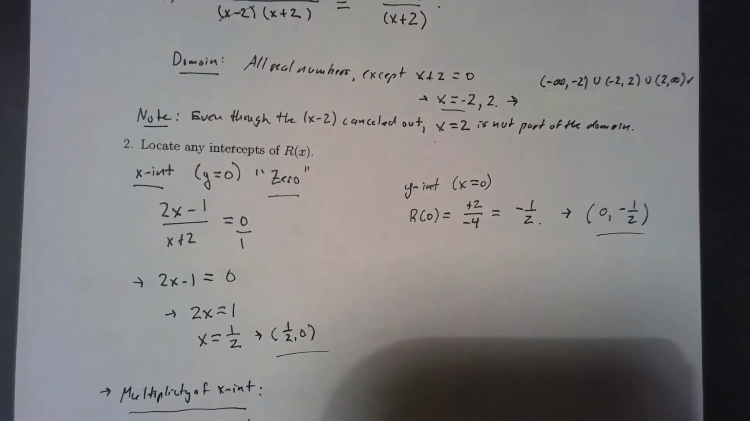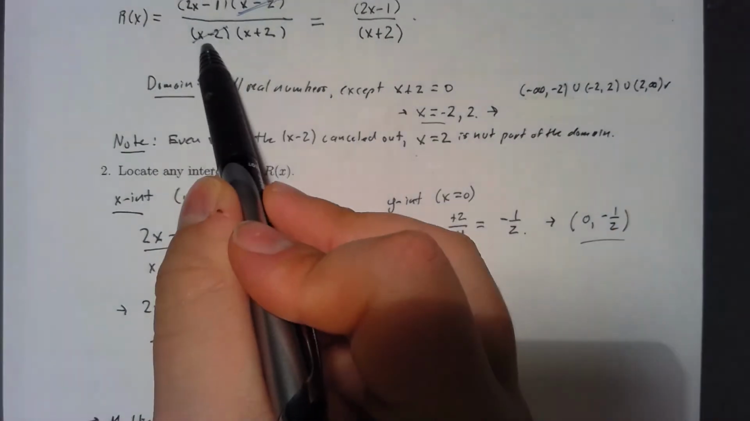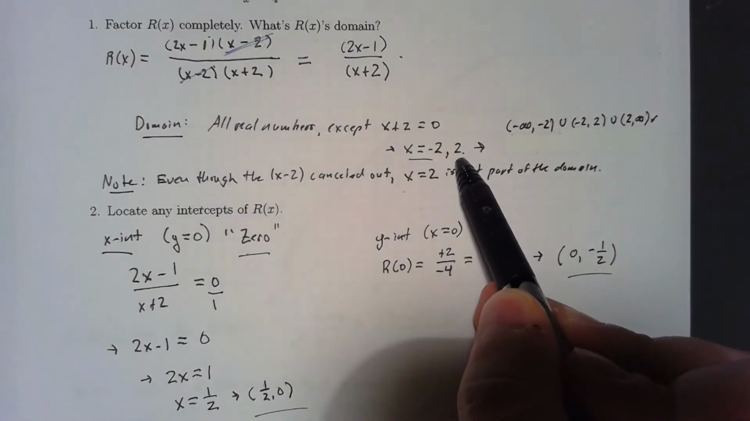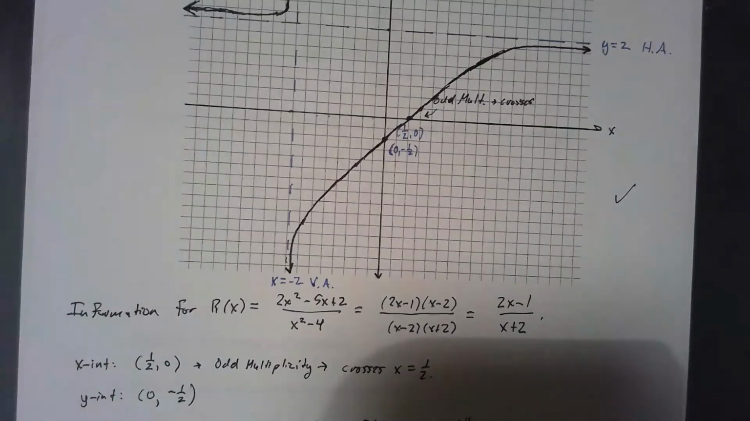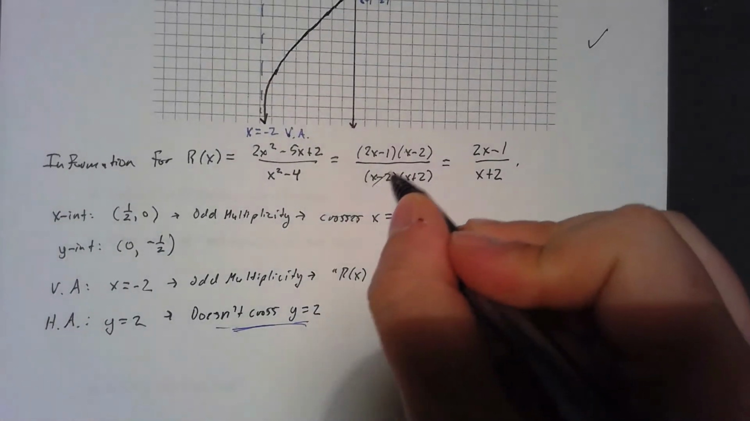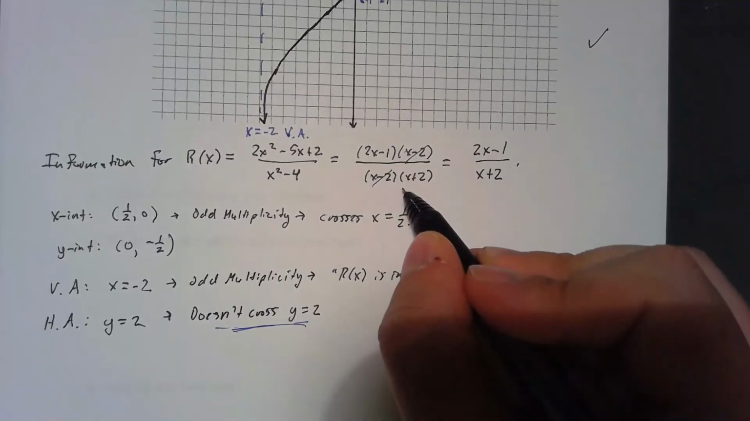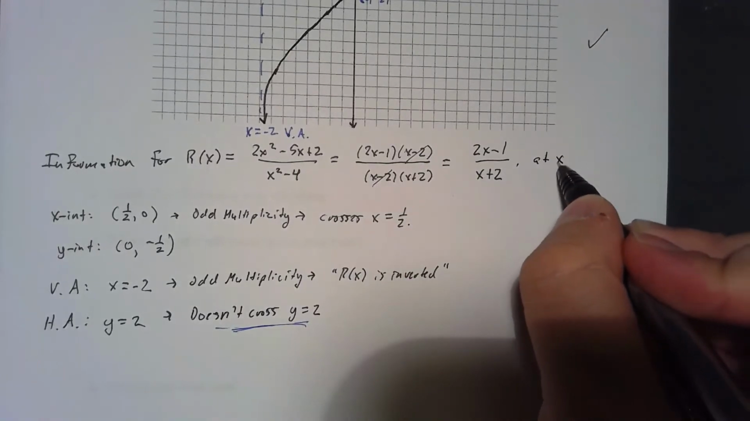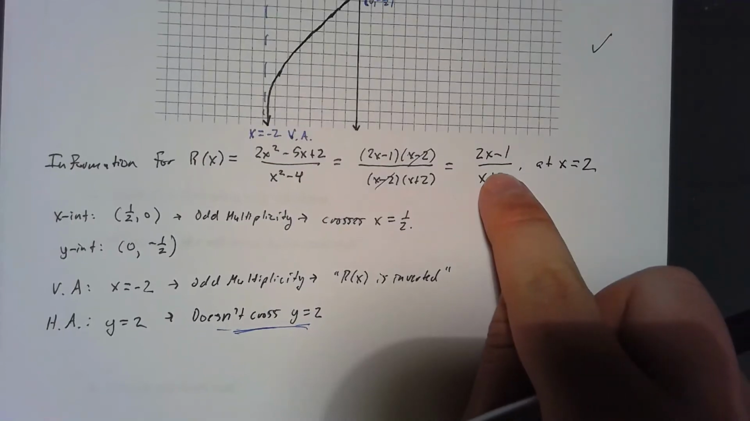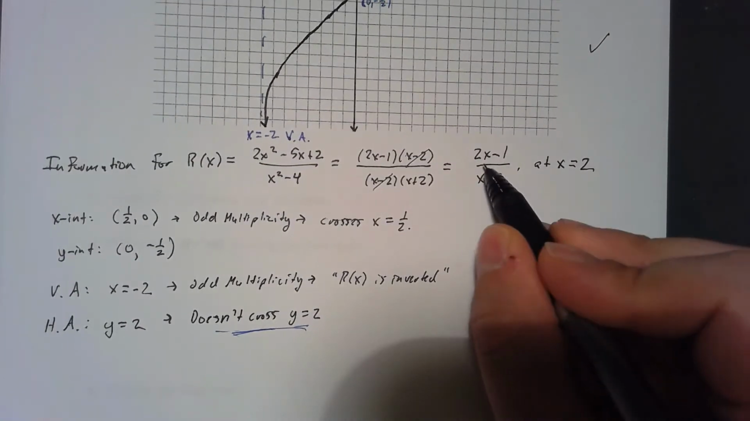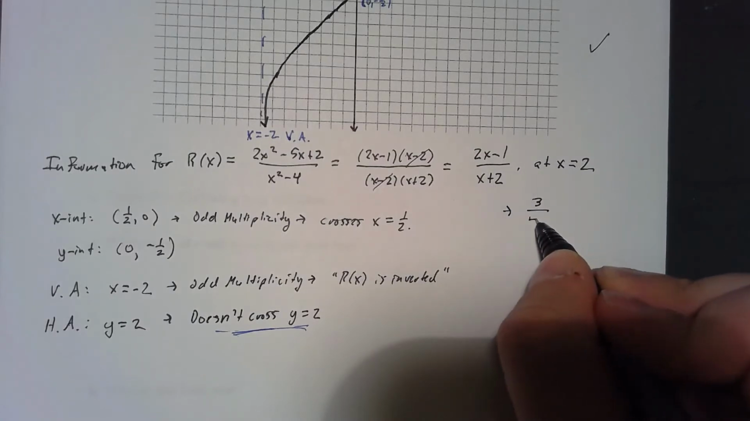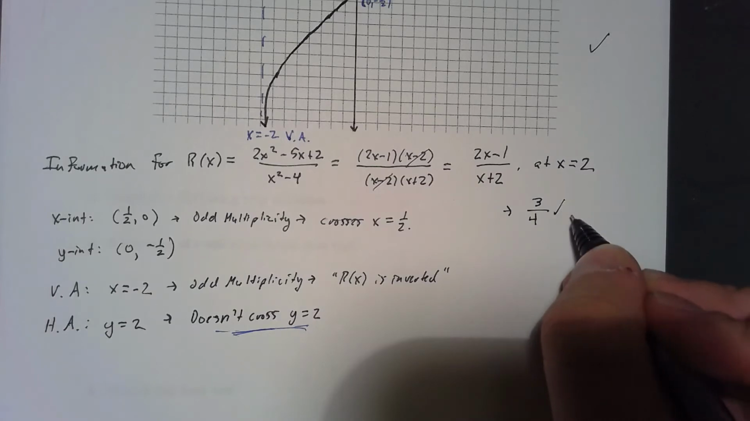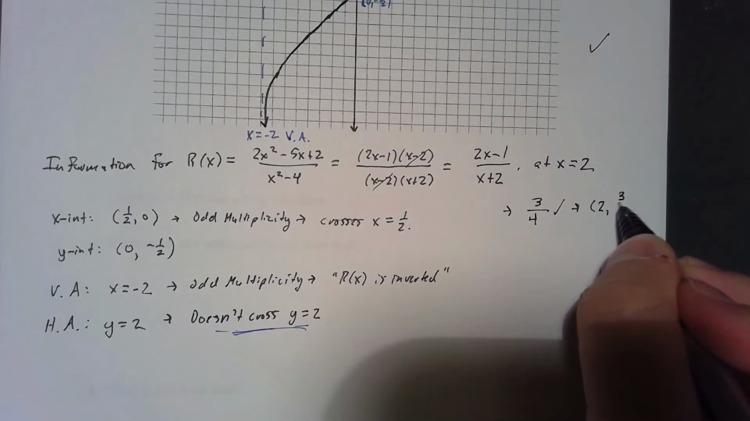So remember at the beginning of this problem how I said 2 is not part of the domain? Right? So what's going on at x equals 2? Remember, that factor cancels out. The x minus 2 cancels out, and you get left with this. But what's going on at x equals 2? If you plug 2 in here, you're going to get 2 times 2, which is 4. 4 minus 1 is 3. And 2 plus 2 is 4. So at x equals 2, you actually get the ordered pair (2, 3/4).